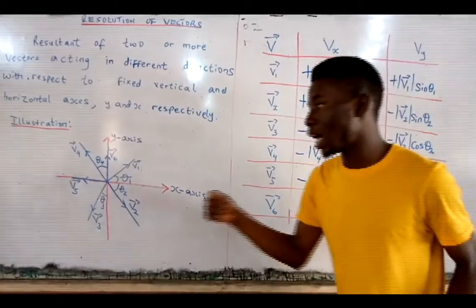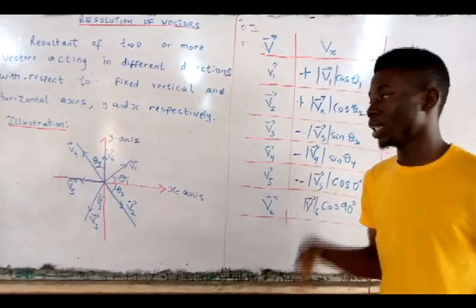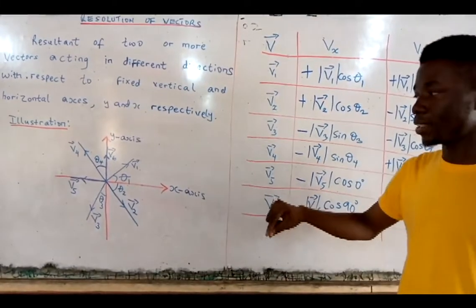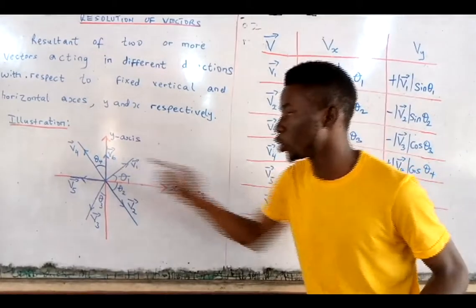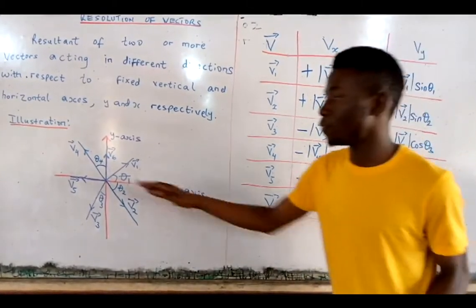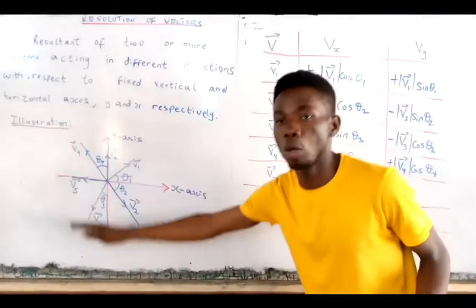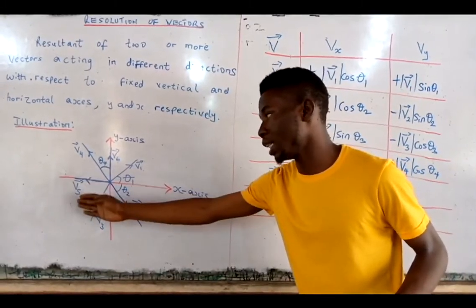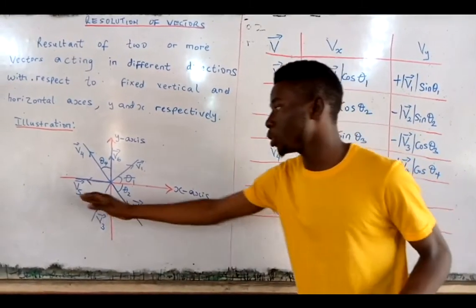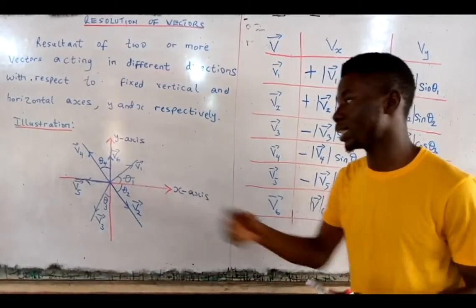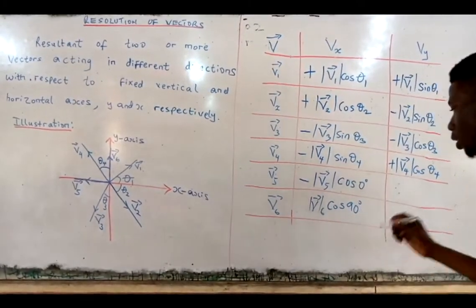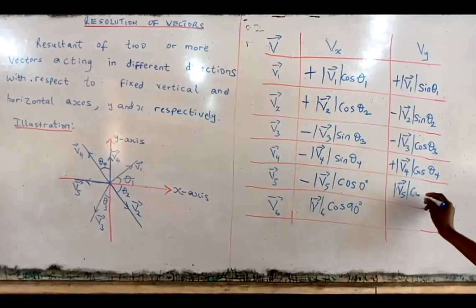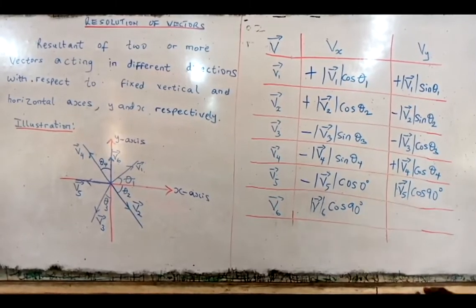That implies that the angle between v5 and the y-axis is 90 degrees, which implies that, again, the sign is going to be neutral. Reason being that v5 is neither at the top nor below. So we cannot determine what sign it is going to have. But the angle between v5 and the y-axis is 90 degrees. Therefore, we can only say we have the magnitude of V5, then cos 90 degrees.